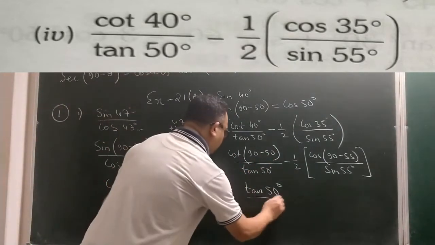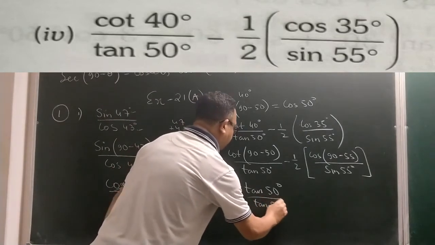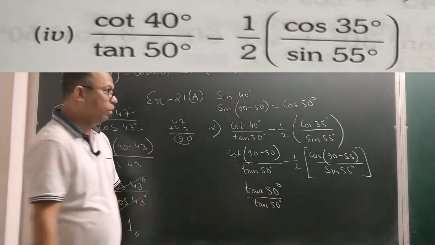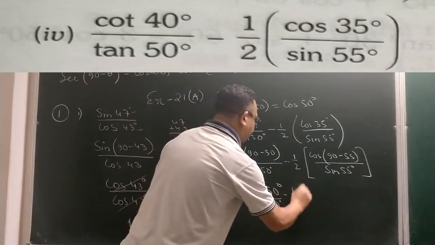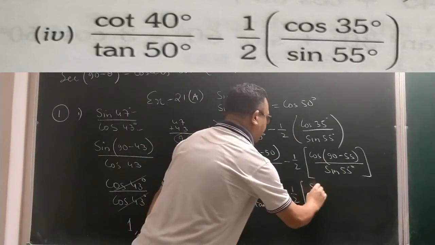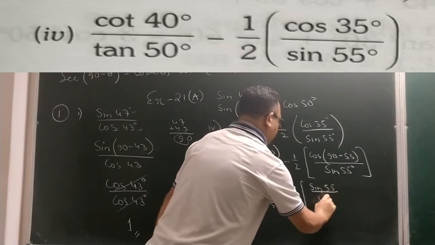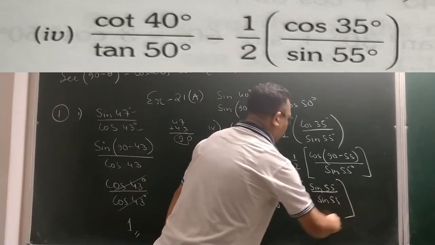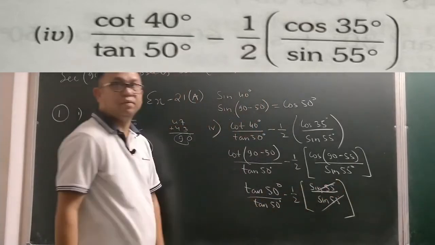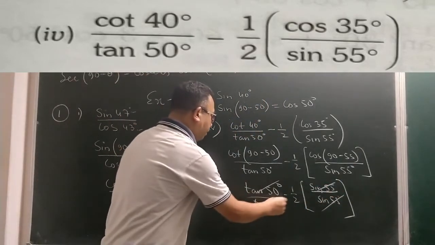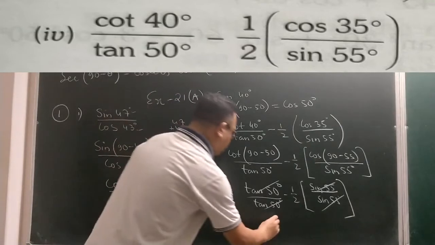And then on the lower side, it is tan 50. Then same way, this is minus half. Then inside again, cos changes to sin. Cos 90 minus 55 becomes sin 55 over this is also sin 55. Okay, so there you go. Upper side, lower side, sin 55 and sin 55 cancel. Tan 50 and tan 50 cancel. So now you are left with 1.